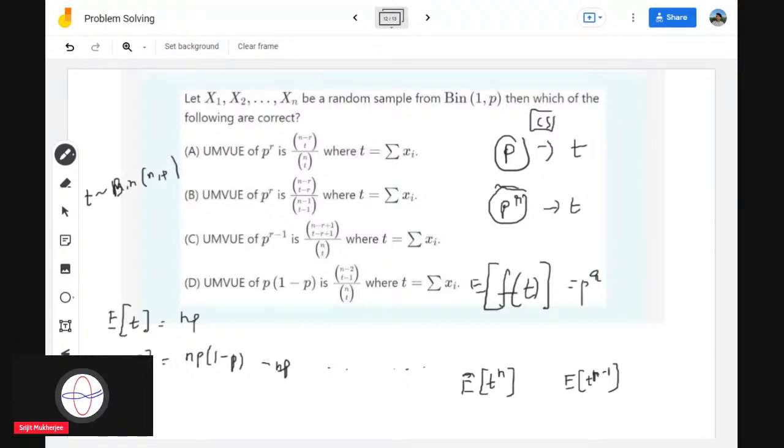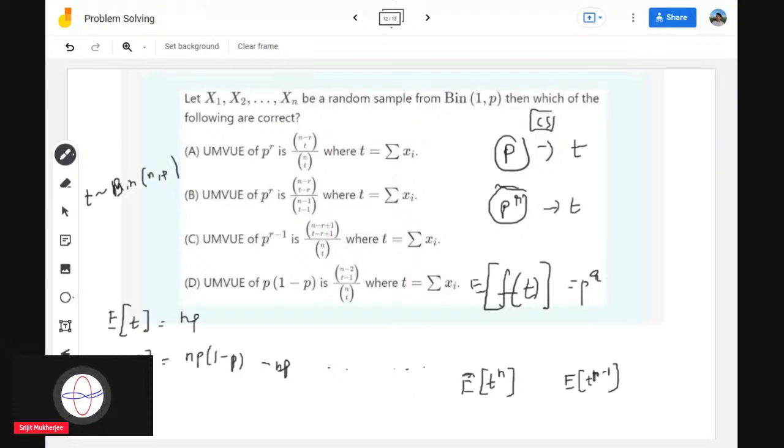Yeah, actually, what I knew was that the UMVUE of p to the power r or something like that will be P choose R by N choose R. Somehow the structure will be like that, but here it is N minus R choose T. So there are a lot of options now, all of the same kind, N choose something, not T choose R. I was not familiar with the structure.